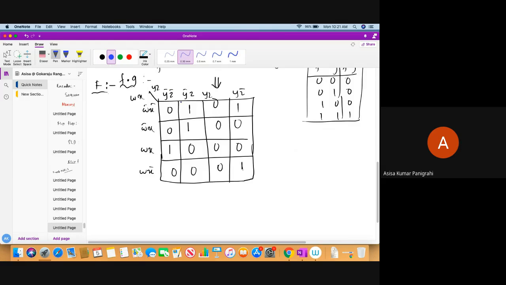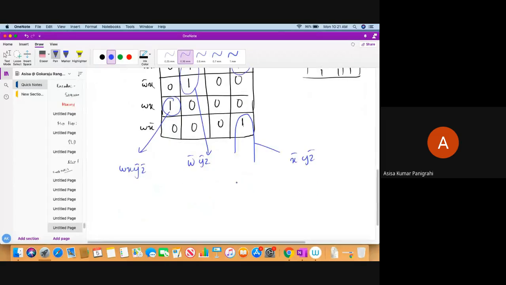One grouping will be like this. Another grouping will be, let's say, like this. Any other pairs will become no, so it's a single grouping. So what did we get for this? For this we got W X Y bar Z bar. For this grouping we got W bar Y bar Z. For this grouping we got X bar Y Z bar.